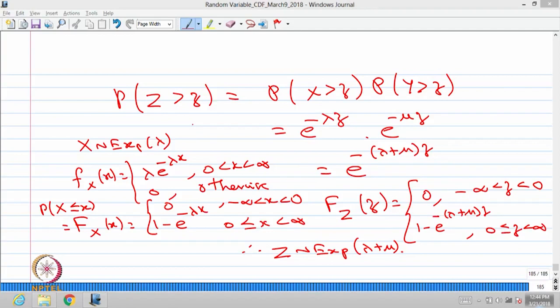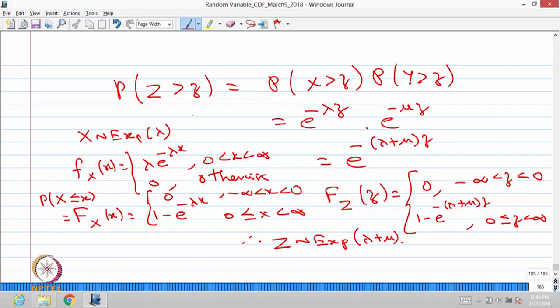This concept can be extended for n-dimensional random variables. That means if you have mutually independent exponentially distributed n-dimensional random variables, then the minimum of those mutually independent exponentially distributed random variables is again an exponential distribution with the parameter being the sum of the parameters of the individual distributions. This is an easy way of finding the minimum of two independent exponential distributions.